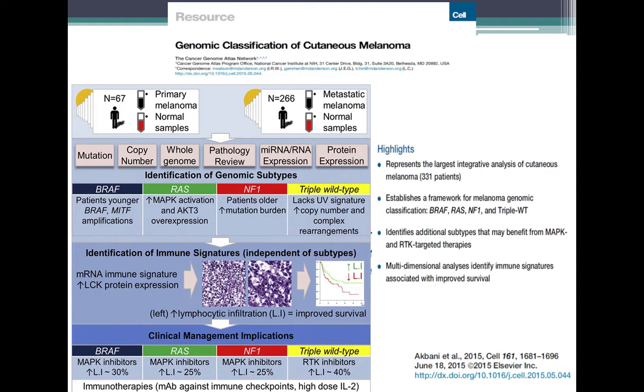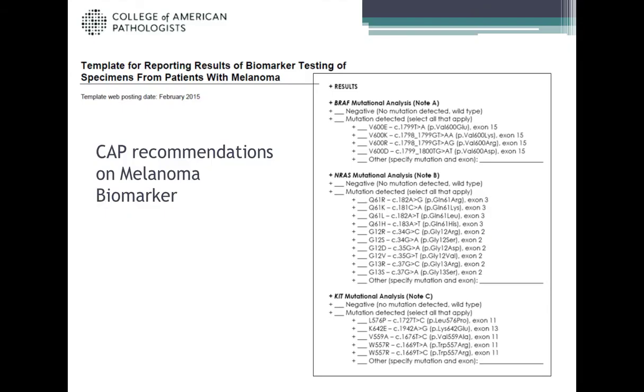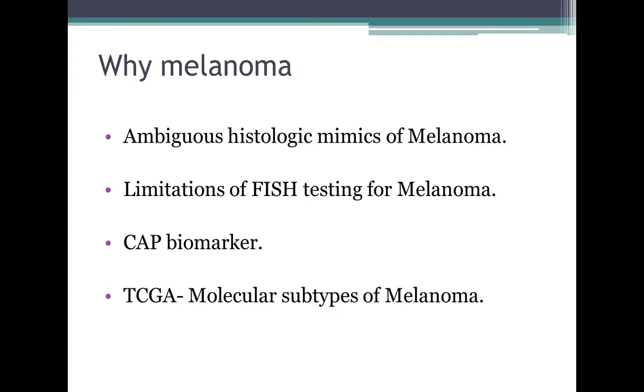So I think in this day and age, we need to have this granular information along with the histologic diagnosis of melanoma to enable our oncologists to identify cases in these different groups. Also, CAP does have a pretty in-depth melanoma biomarker reporting template, which I think is critical along with the diagnosis of melanoma.